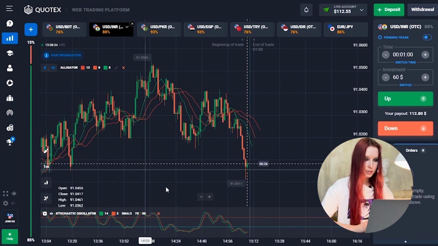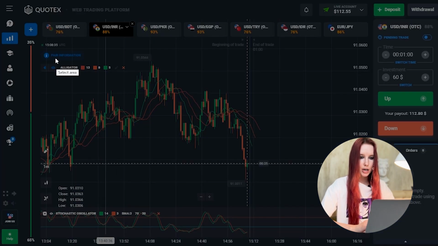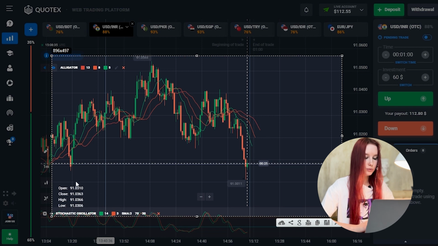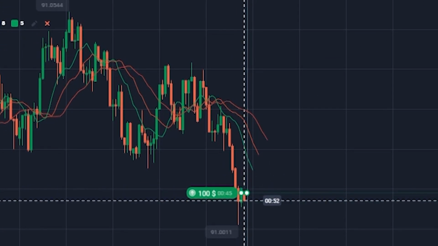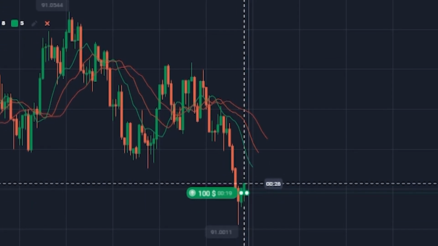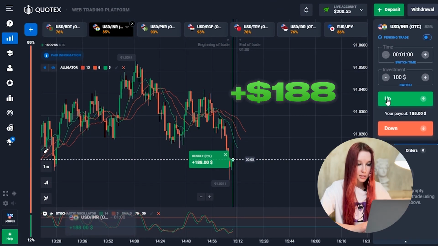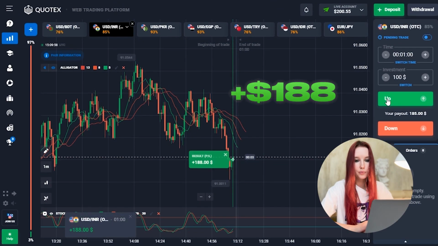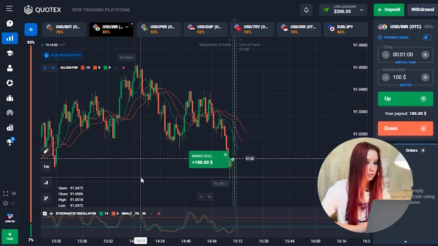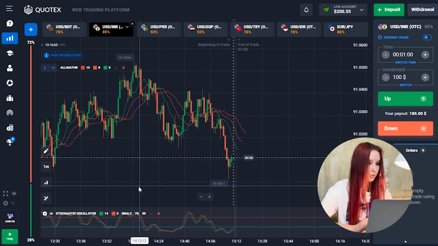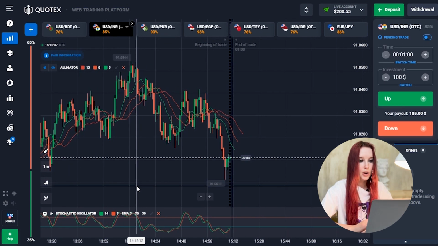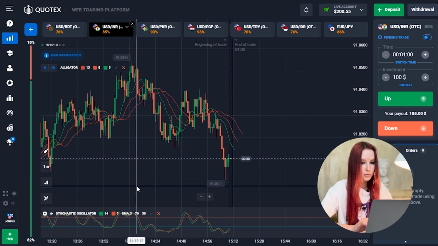And here we see, according to the stochastic oscillator, that the price has been at the oversold level for a long time, and here we can also see that the price is at the support level. So I want to open a trade up. Great, I'm in profit. And as you can see, as I predicted, the correction period is coming right now. And since the price cannot move constantly in one direction, that's why there is this small upward rebound.